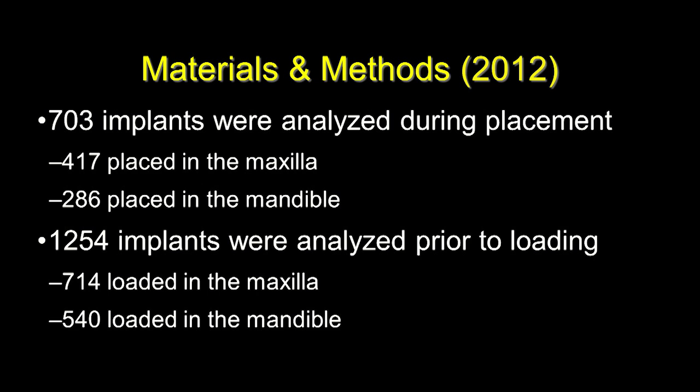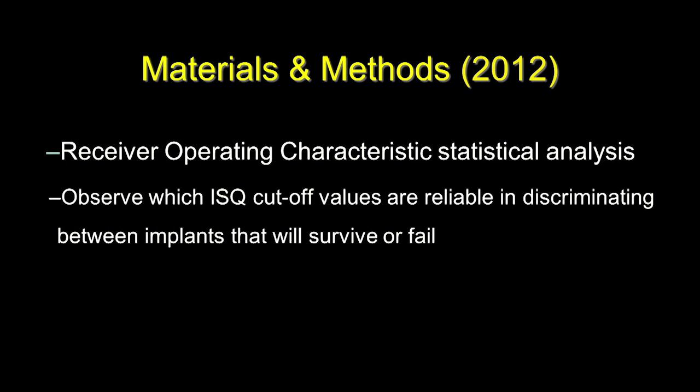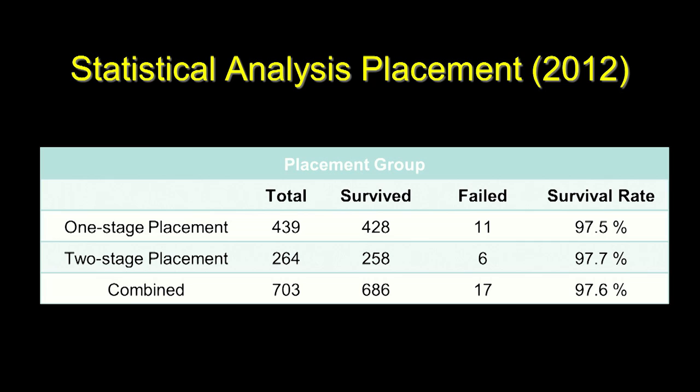We're looking at the same type of receiver operating characteristics, and here, as you can see, with one-stage placement, out of a total of 439 implants, 11 failed for a survival rate of 97.5%, while two-staging it, six failed out of 258. Again, very similar survival rate results for a combined 97.6%.